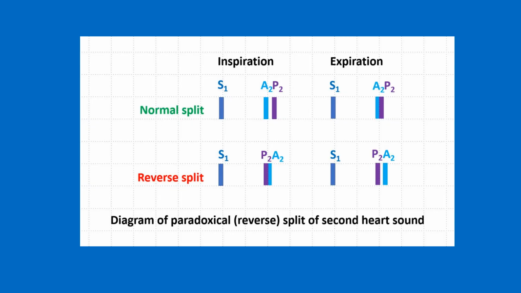Normal split of second heart sound closes in expiration and is audible only in inspiration. If it is audible both in inspiration and expiration, it is called wide split. If the split increases in expiration and closes in inspiration, it is paradoxical split. Wide fixed split is audible both in inspiration and expiration without any change in the A2-P2 interval.